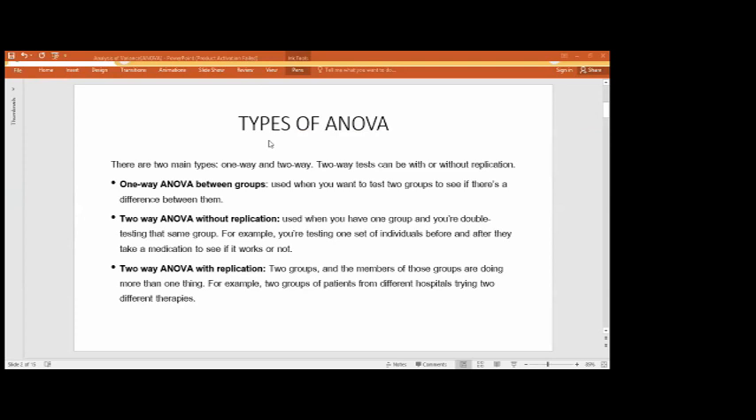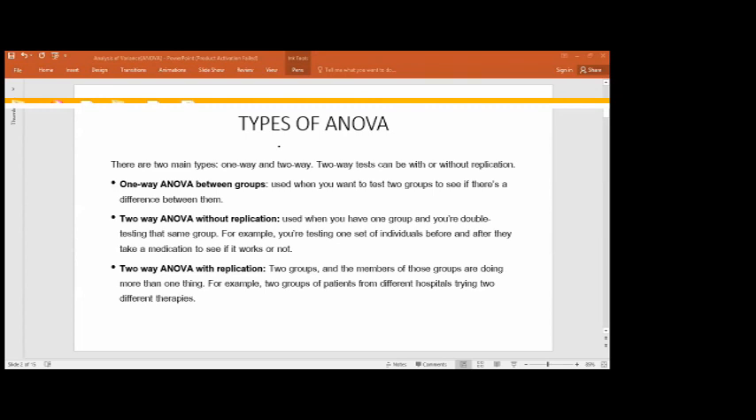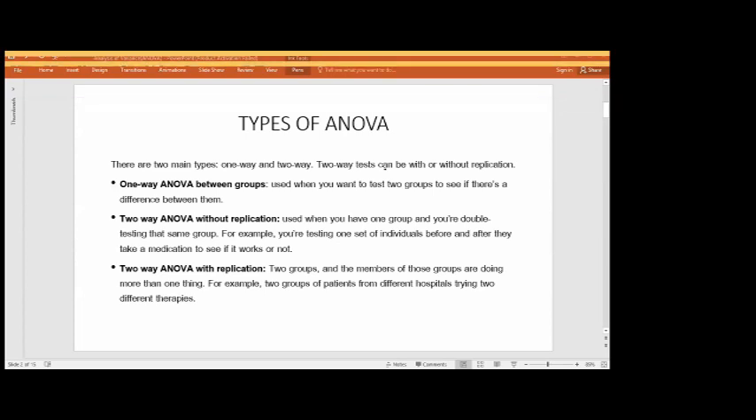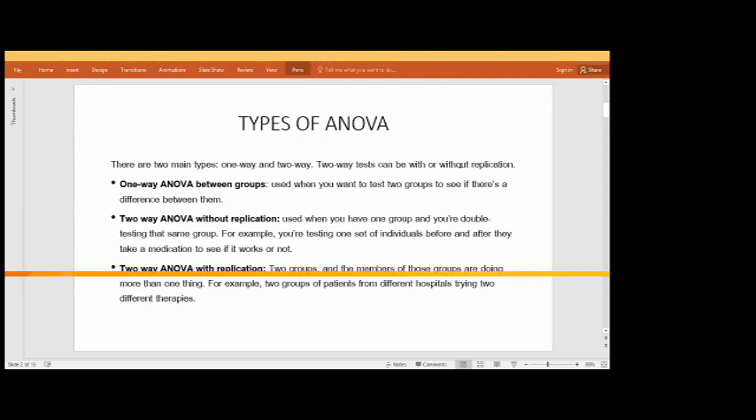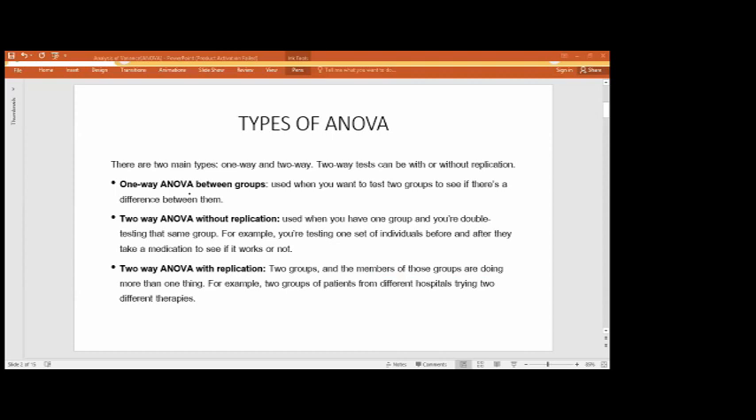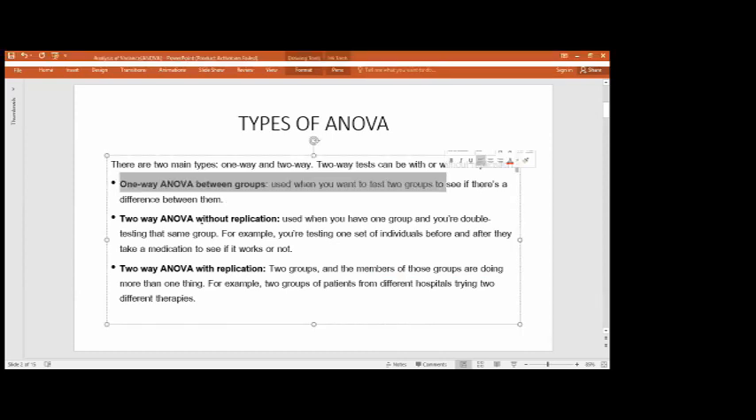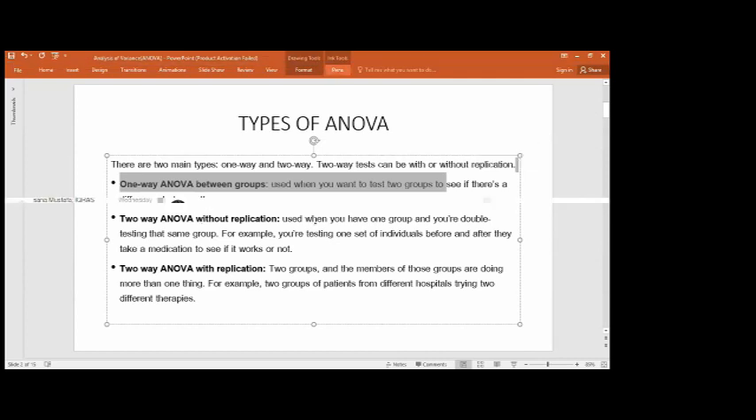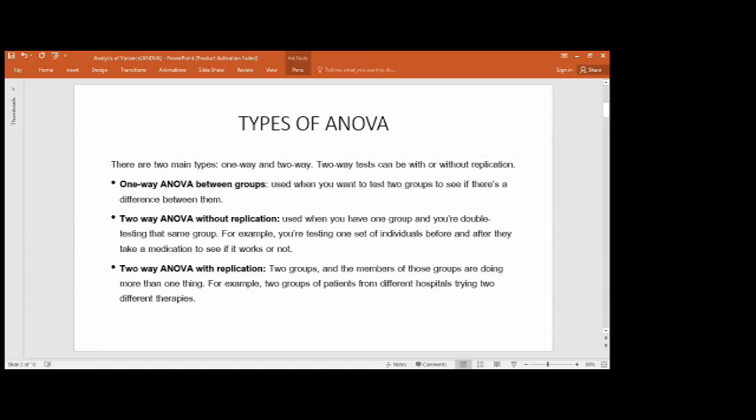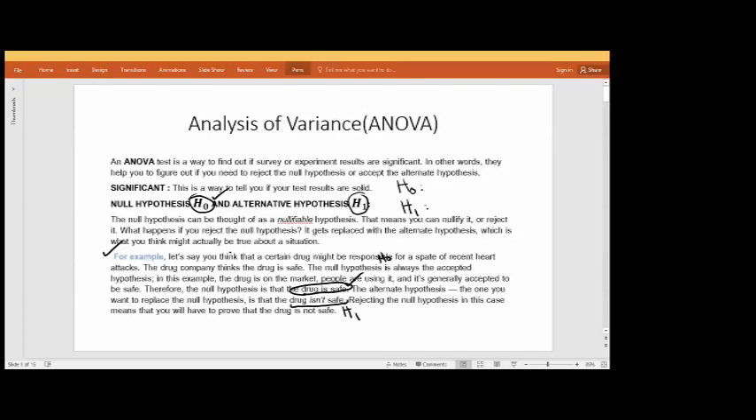So here we will see the types of ANOVA. There are two main types of ANOVA, one-way and two-way ANOVA. Two-way tests can be with or without replication. One-way ANOVA between groups is used when you want to test two groups to see if there is a difference between them. Two-way ANOVA without replication is used when you have one group and you are double testing that same group. For example, you are testing one set of individuals before and after they take a medication to see if it works or not.